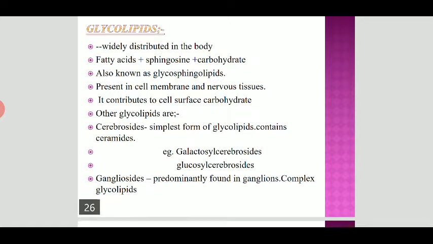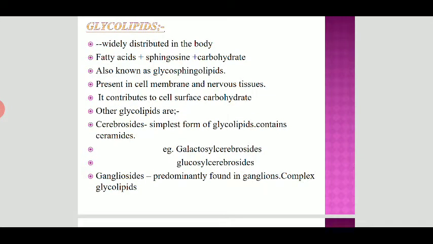Glycolipids are widely distributed in the body, and the combination is fatty acids, sphingosine, and carbohydrates attached together. They are also known as glycosphingolipids. They are present in cell membrane and nervous tissue.